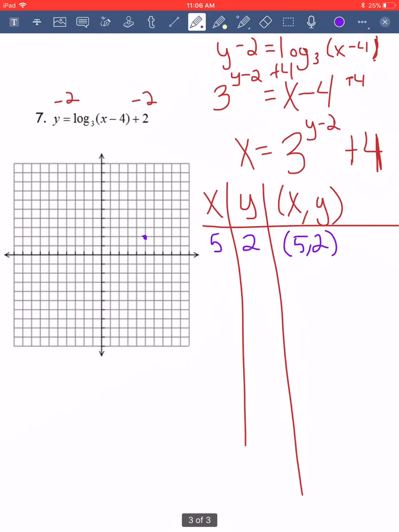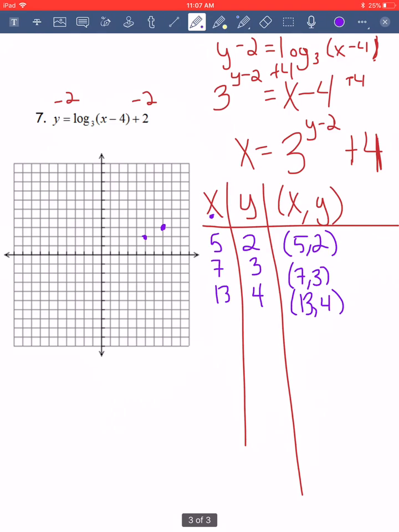Okay, another good number to plug in is 3. So 3 minus 2 is 1. Then I'm going to do 3 to the first power, which is 3, and then 3 plus 4 gives me 7. So I have 7, 3. If I plug in 4, I'm doing 4 minus 2, which is 2. 3 to the second power is 9, and then 9 plus 4 is 13. So I'm off the graph a little bit at 13, 4, so I'm about right over here.